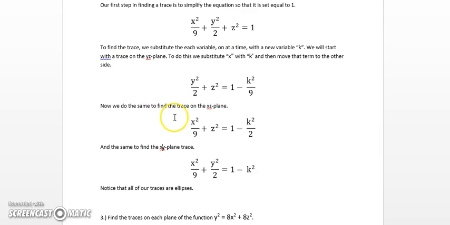Then we go to find the xz plane. In order to find the xz trace, the missing variable is y. We set y equal to k, and then we move that to the other side. This also gives us an ellipse, and then we do the same for the xy plane. We take the z and we move that to the right side. So as we see, all of our traces are ellipses, and this is just a very basic trace problem.